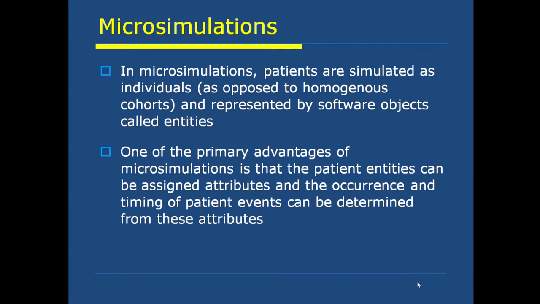Next method of modeling is the microsimulation. In microsimulations, patients are simulated as individuals as opposed to a homogeneous cohort and represented by software objects called entities. One of the primary advantages of microsimulations is that the patient entities can be assigned attributes, and the occurrence and timing of patient events can be determined from these attributes.